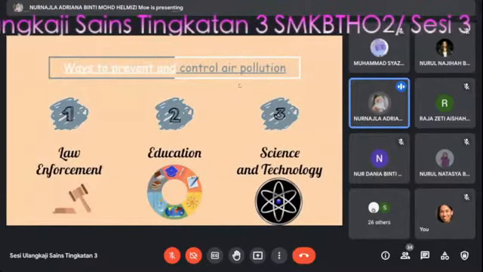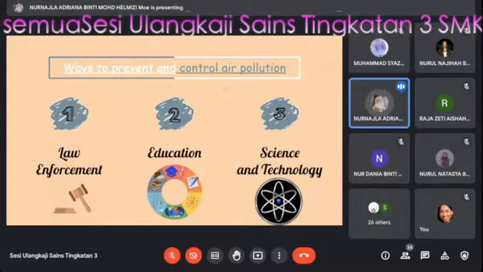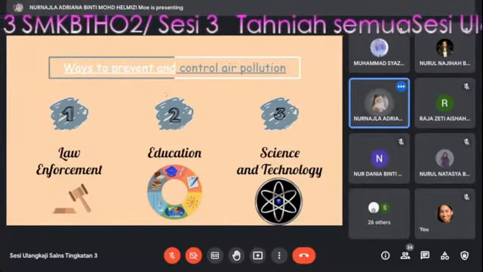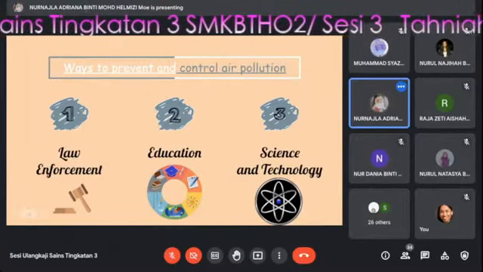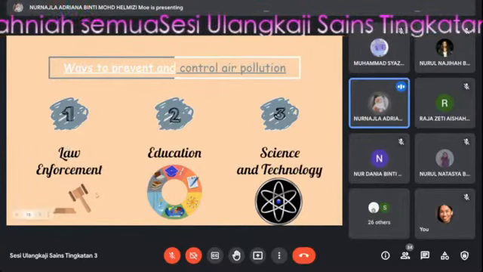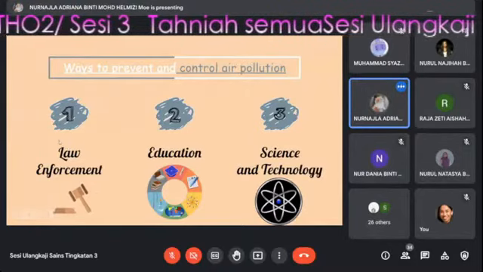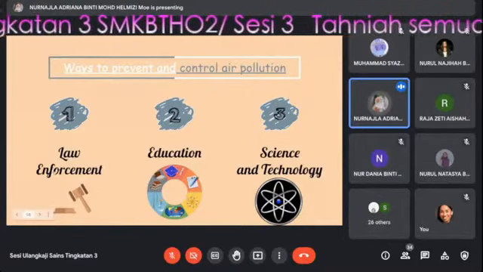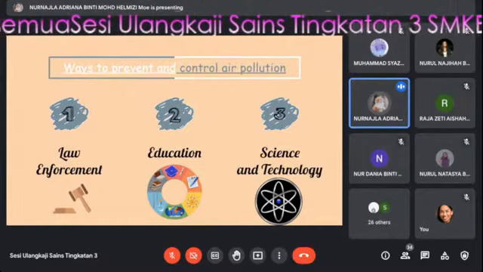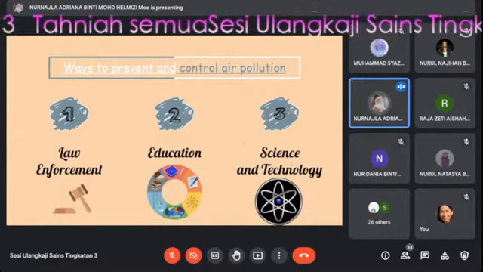And last one, ways to prevent and control air pollution, langkah-langkah mencegah dan mengawal pencemaran udara. Nombor 1, law enforcement ataupun dalam sebenarnya kekuasaan undang-undang. Yang kedua, education melalui pendidikan. And nombor 3, science and technology.